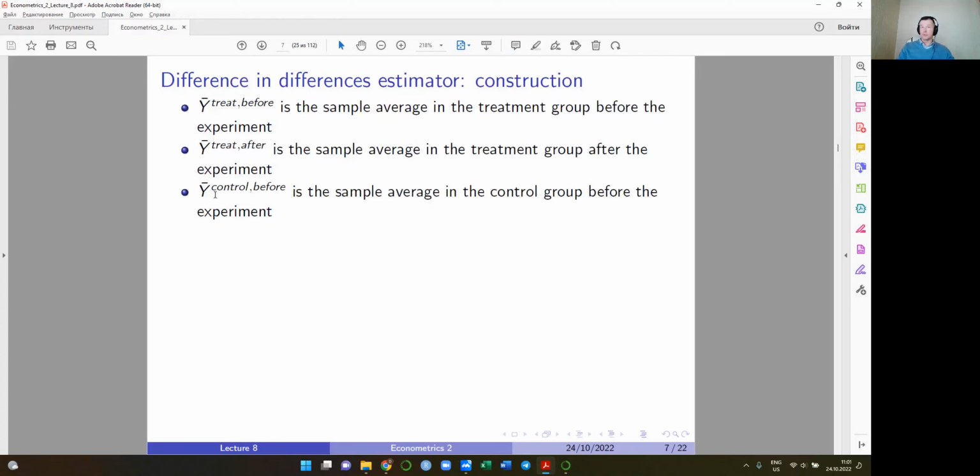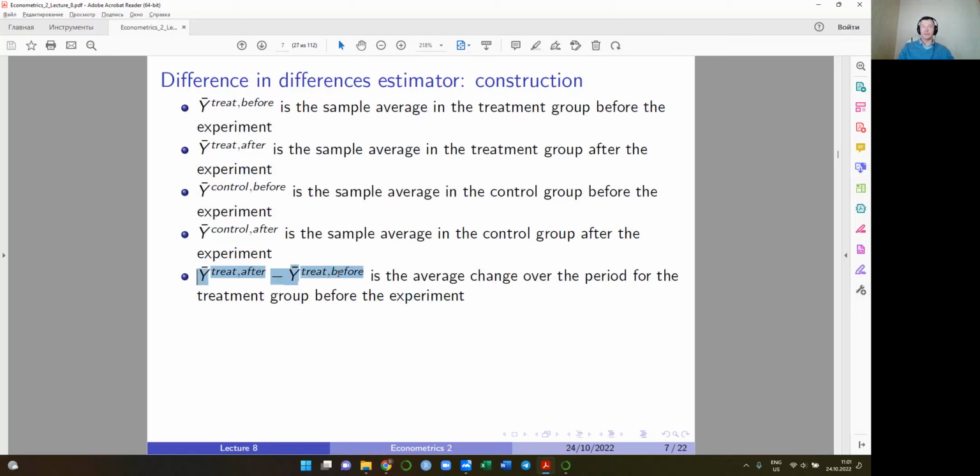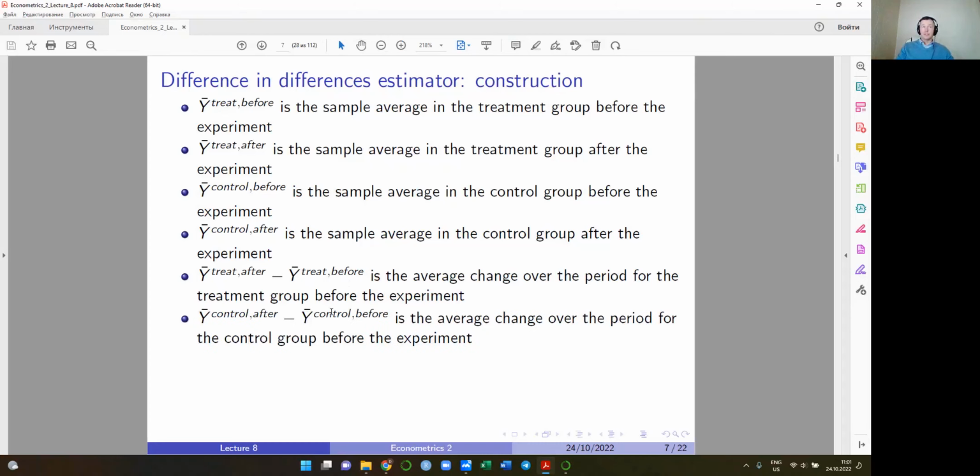So we also introduce the sample average for the control group before the experiment and sample average in the control group after the experiment. So then this difference, as I said, is the average change over the period for the treatment group before and after the experiment. Right? So as I said, usually people take this difference as the causal effect, which is not correct. We need to look at the change in the control group as well.